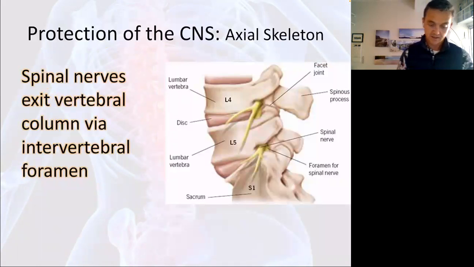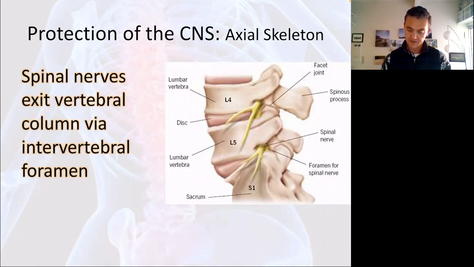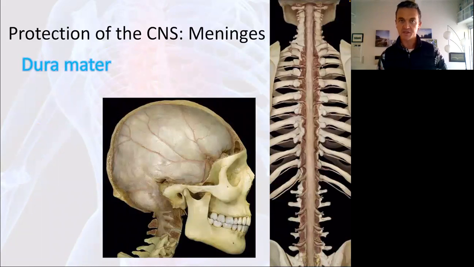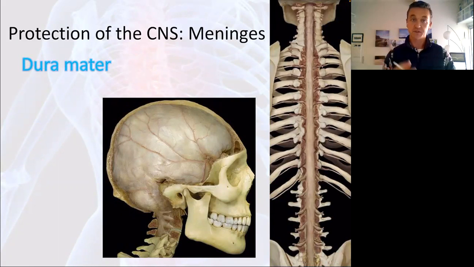Okay, so this is just kind of showing how well those vertebrae protect the CNS, right? So spinal nerves exit via intervertebral foramen, right? So these little holes right there, passing through those little bony canals, very important for protecting those spinal nerves. All right, let's talk about the meninges. The meninges, again, the first one's called the dura mater.